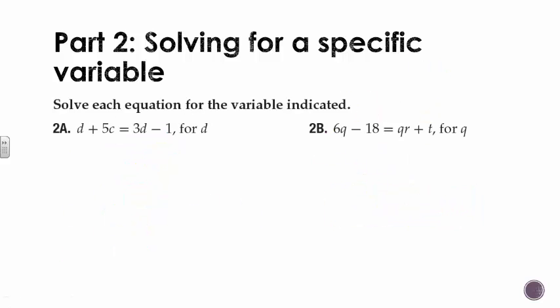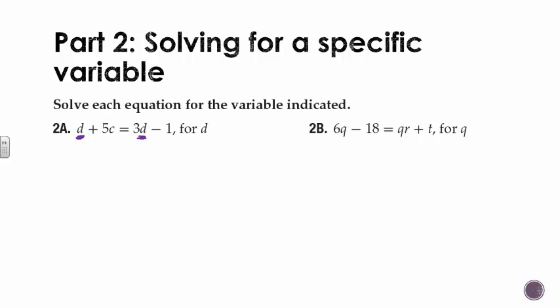So let's try some harder ones. If you notice, for both of these, we're solving for something that we see twice in the equation. So for this one, we have to solve for d, and it's here and here. So what we want to do is get all the d's on one side and move everything else to the other side. It doesn't matter what side we move them to.